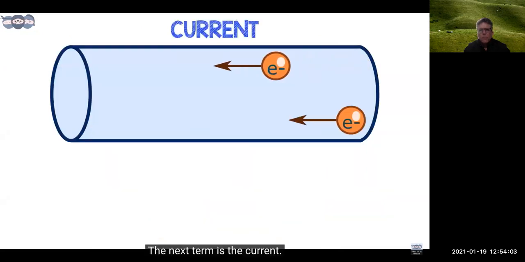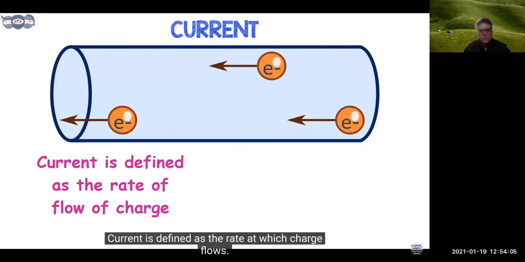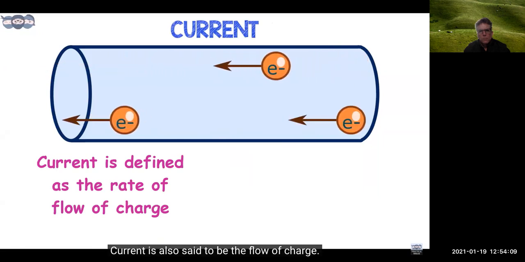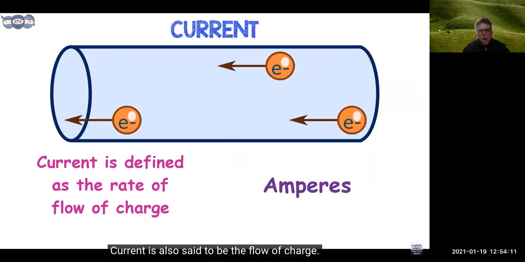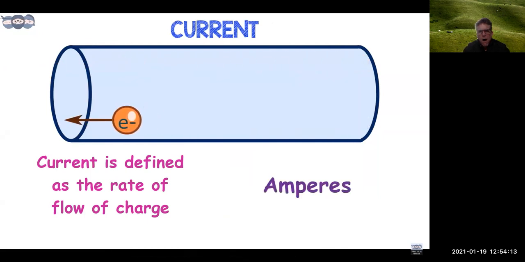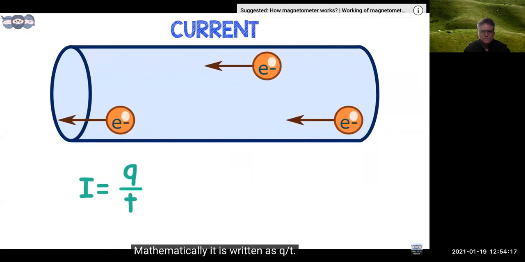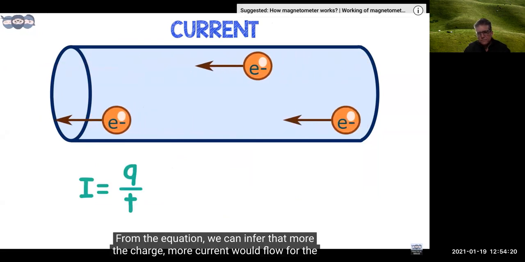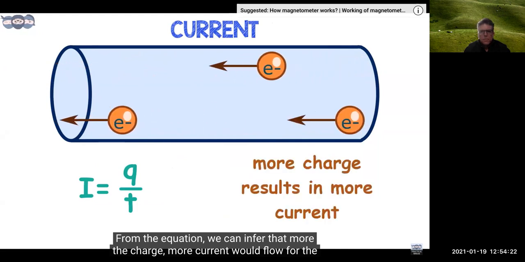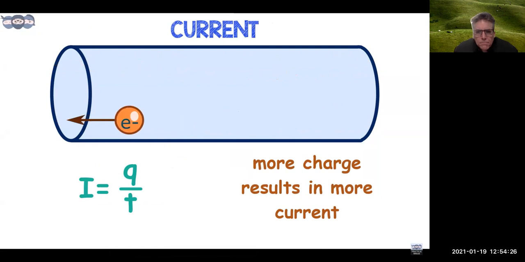The next term is the current. Current is defined as the rate at which charge flows. Current is also said to be the flow of charge. The unit of current is amperes. Mathematically, it is written as the ratio of Q and T. From the equation, we can infer that more the charge, more current would flow for the same fixed time.